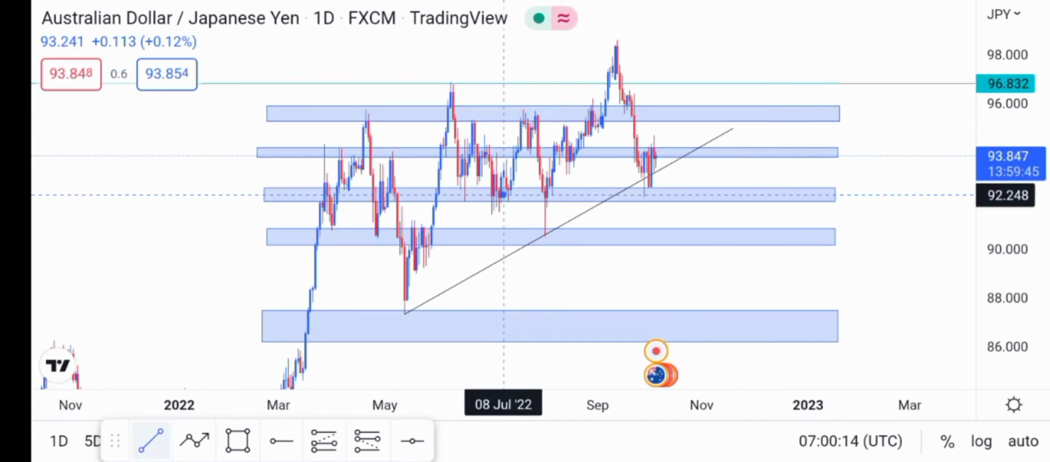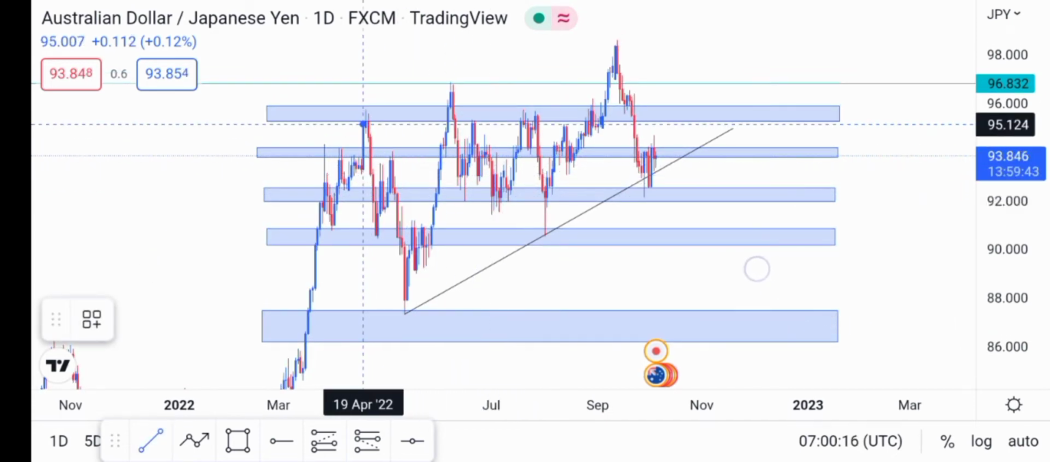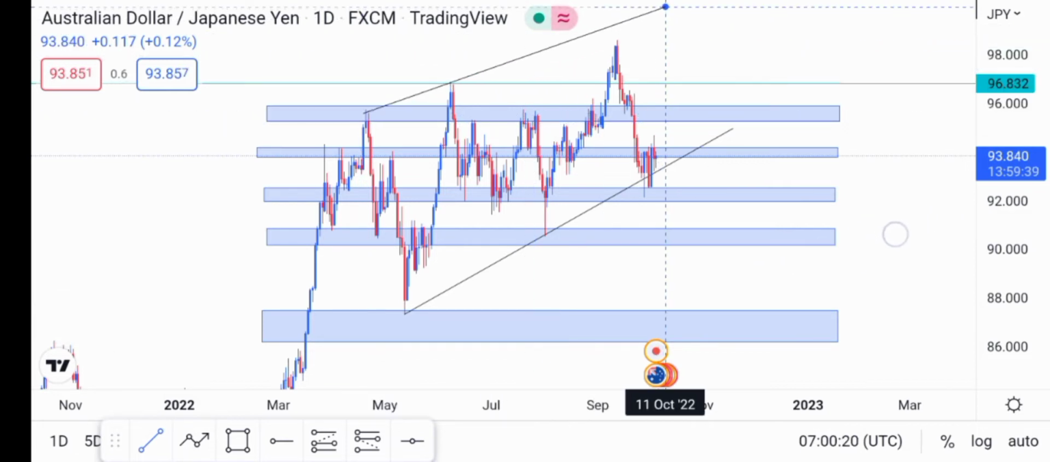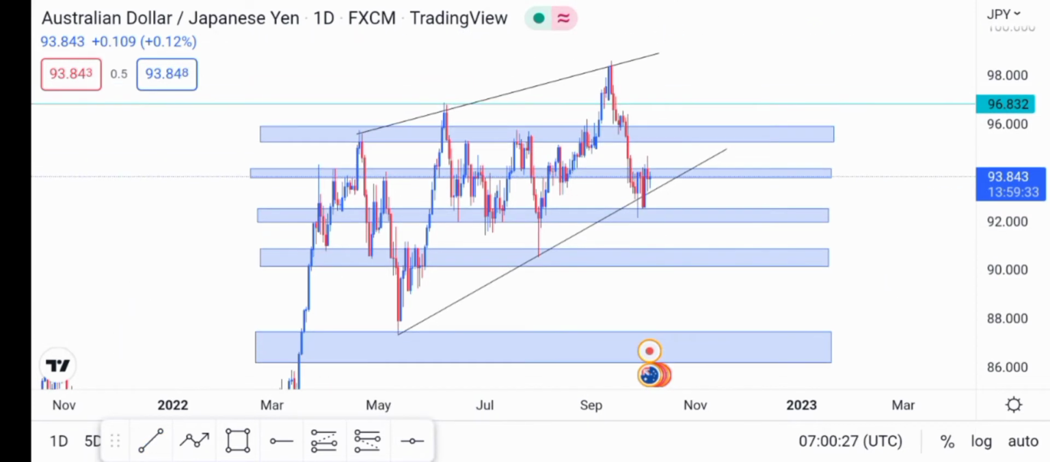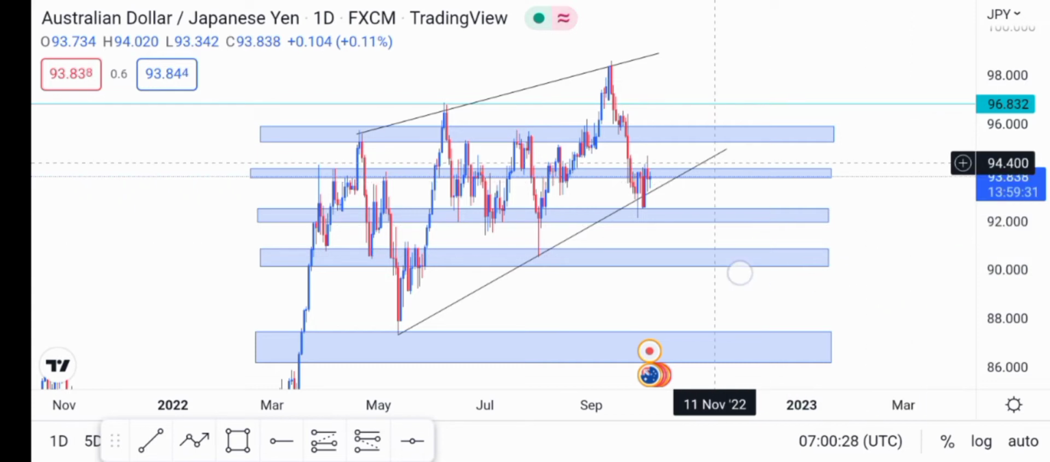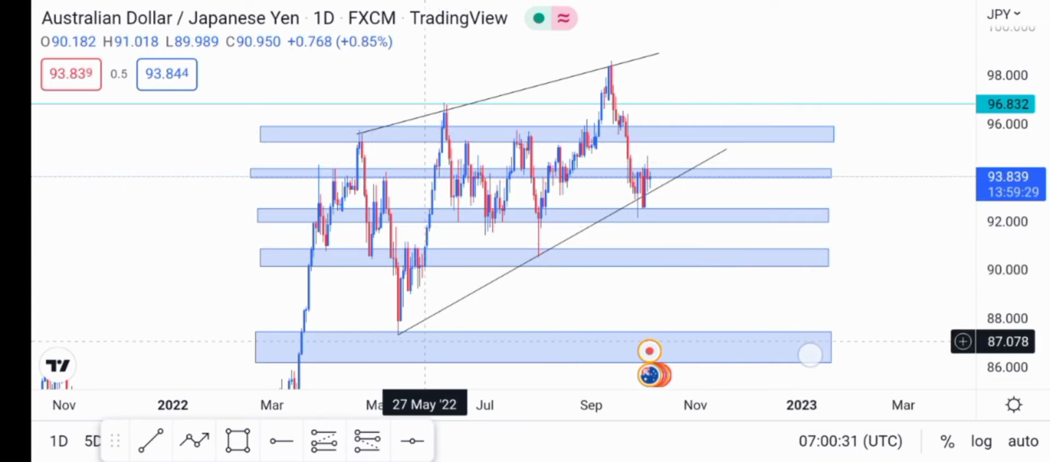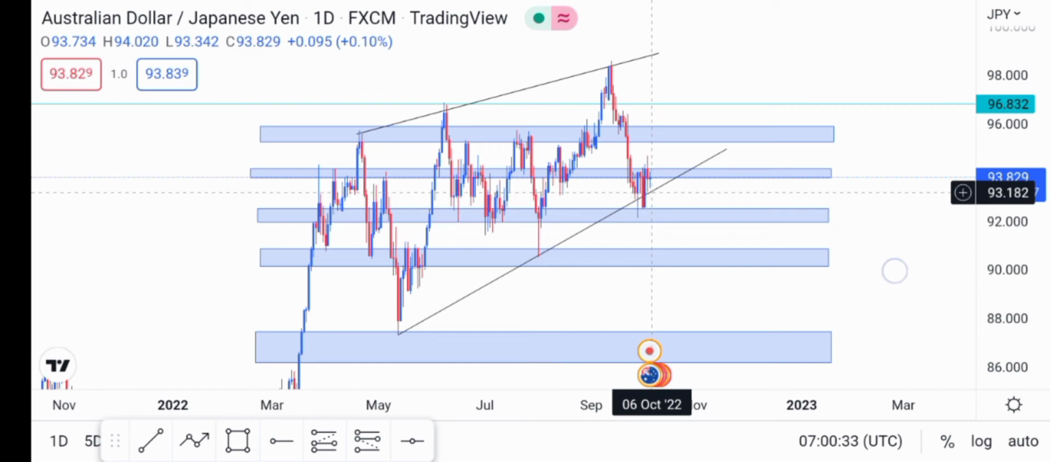Okay, then let's cater for the upper side as well. Let me use the body of the candlestick on this upper one. Yeah, you can see, we have this beautiful pattern right over here. We have a first touch right over here, second touch, and the third touch right over here.